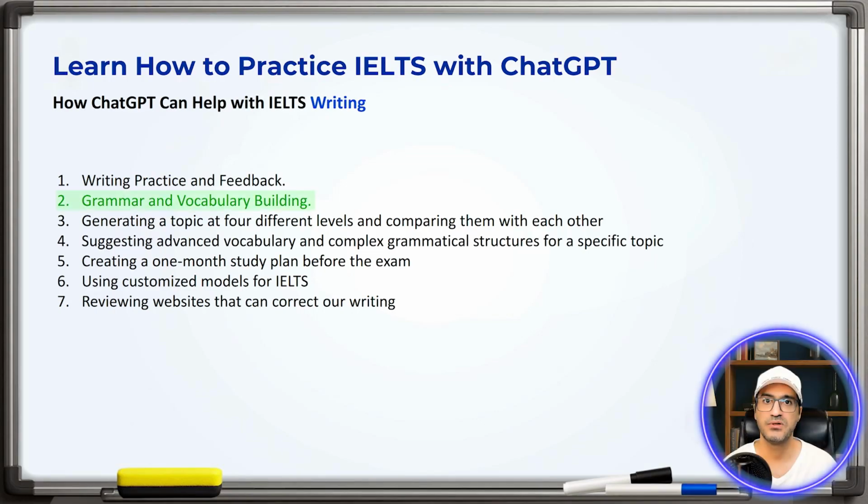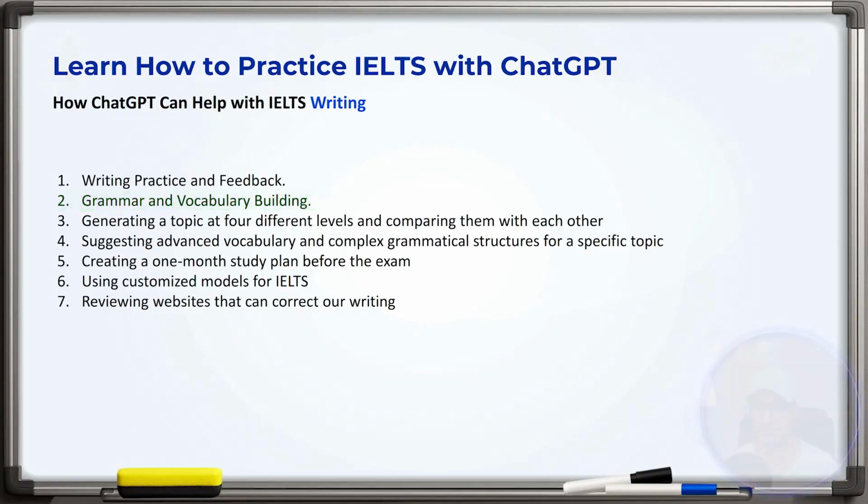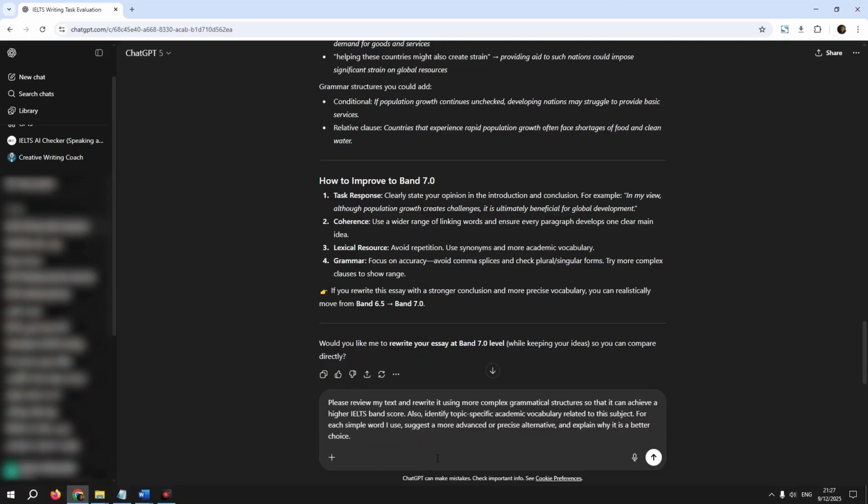The next item I want to explain is grammar and vocabulary building. ChatGPT can suggest grammar structures that bring us higher scores. So I tell it, please review my text and rewrite it using more complex grammatical structures so that it can achieve a higher IELTS band score.